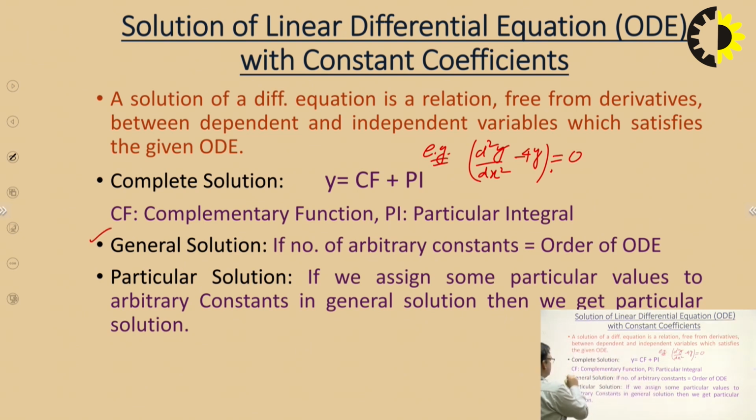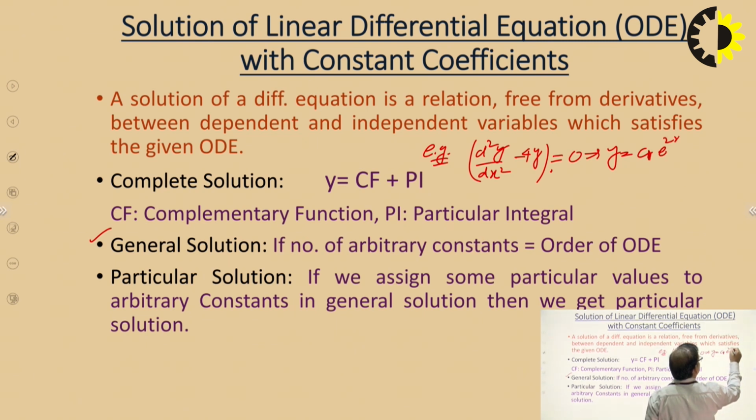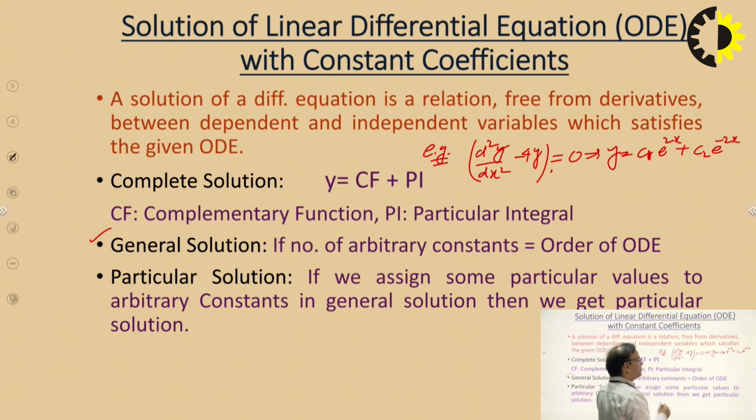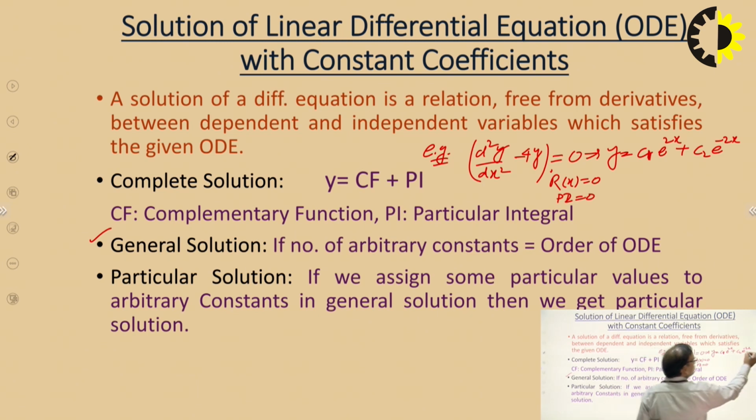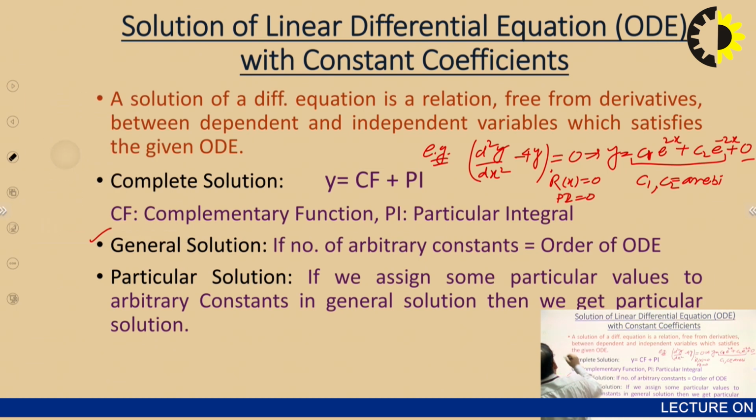Now this is the example for the general solution, that the solution of this is given by c1 e^(2x) plus c2 e^(-2x). This is the solution of this equation because RHS is equal to 0, that is R(x) is equal to 0, so PI is equal to 0. So here we have the complete solution as CF is this and PI is equal to 0. So now what are the arbitrary constants? Here C1 and C2 are arbitrary constants.